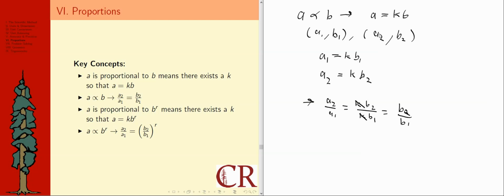And it turns out if you followed similar kinds of steps as I did right here, you'd get a similar result for the proportions relationship. If you take the ratio of the a's for two sets of paired values, it would be equal to the ratio of the b's, but in this case, raised to that same power. So that's also a result that we're going to want to be able to use in some instances.